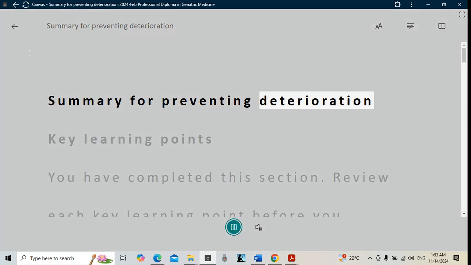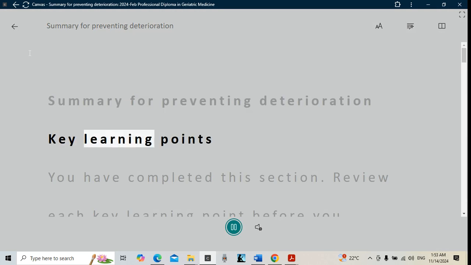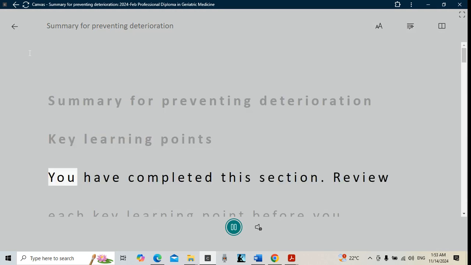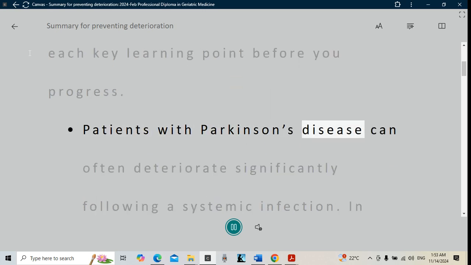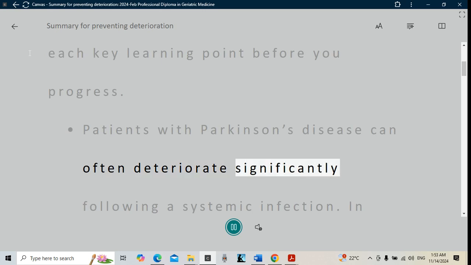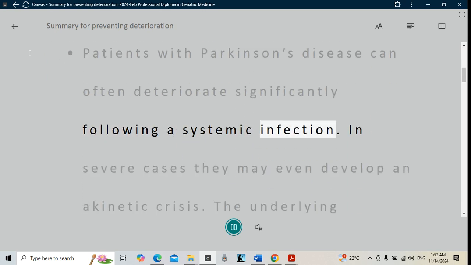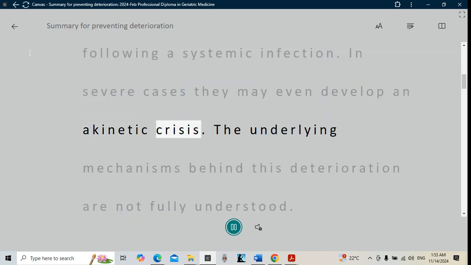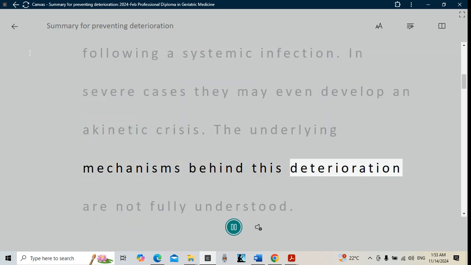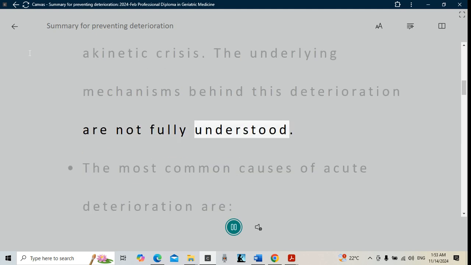Summary for preventing deterioration. Key learning points. You have completed this section. Review each key learning point before you progress. Patients with Parkinson's disease can often deteriorate significantly following a systemic infection. In severe cases, they may even develop an akinetic crisis. The underlying mechanisms behind this deterioration are not fully understood.